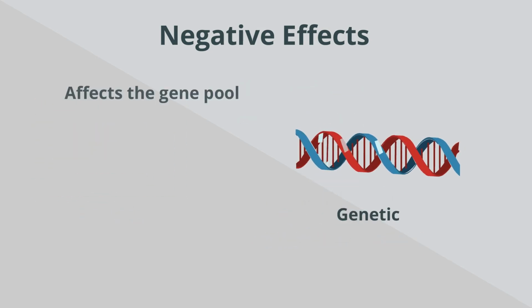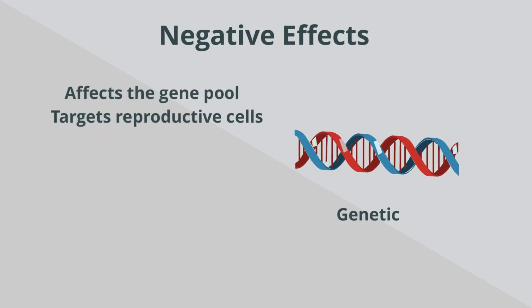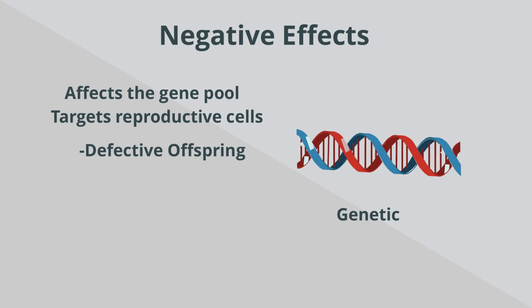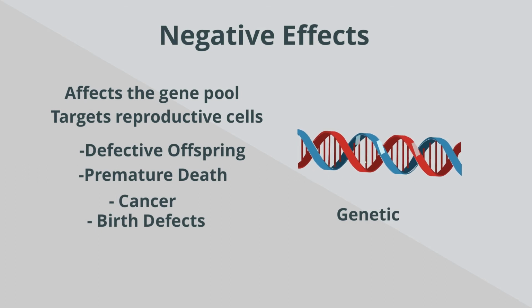Genetic effect changes the gene pool by affecting the reproductive cells, which can lead to defective offspring in future generations of the exposed person. Symptoms include premature death, cancer in later life, and birth defects.